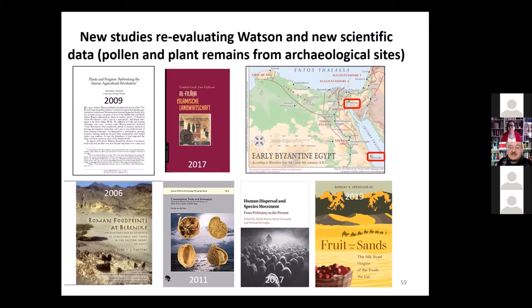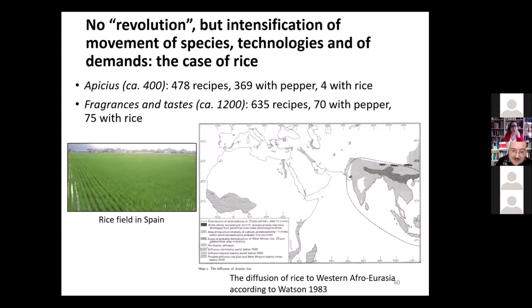And one can compare these two phases, which paleobotanic remains of which fruits can be found in the first and in the second period. And you see here other studies which are summing up these findings. And what we see here is that actually we should not speak about a revolution, but about an intensification. With the exception of the citrus fruits, lemons and oranges, which were really newcomers to the Mediterranean, almost all other fruits Watson is referring to were already around in the Mediterranean in late antiquity or in the Roman period, like rice, for instance, which was grown in various regions of the Eastern Mediterranean. And we find rice in four recipes of Apicius.